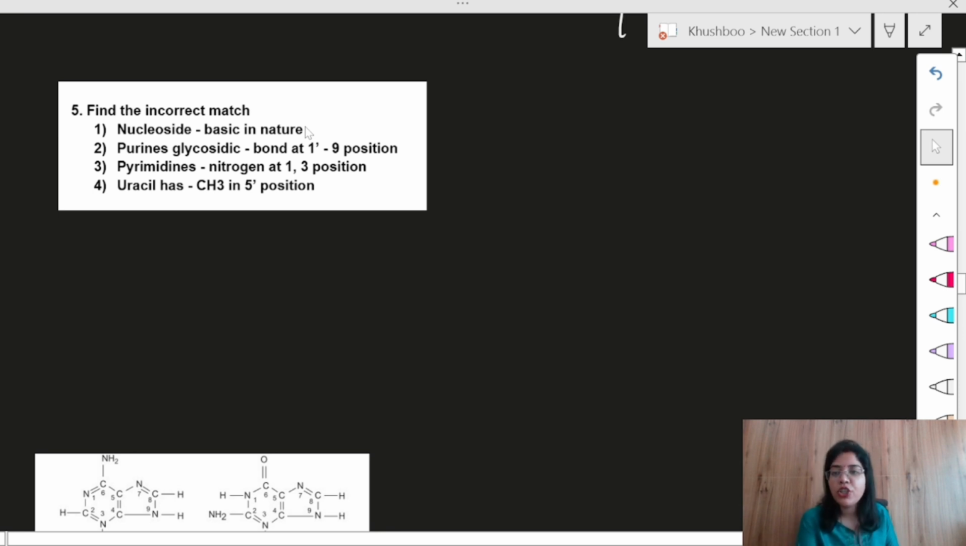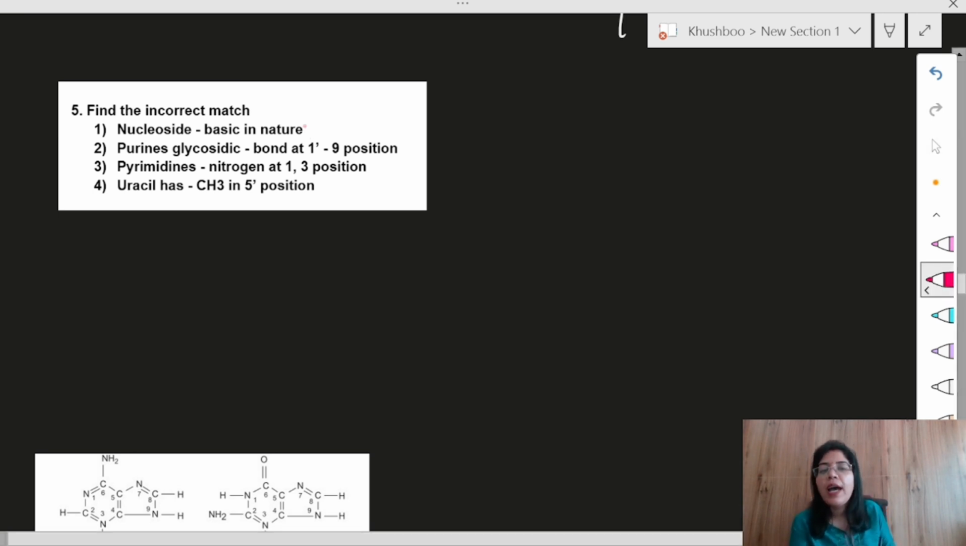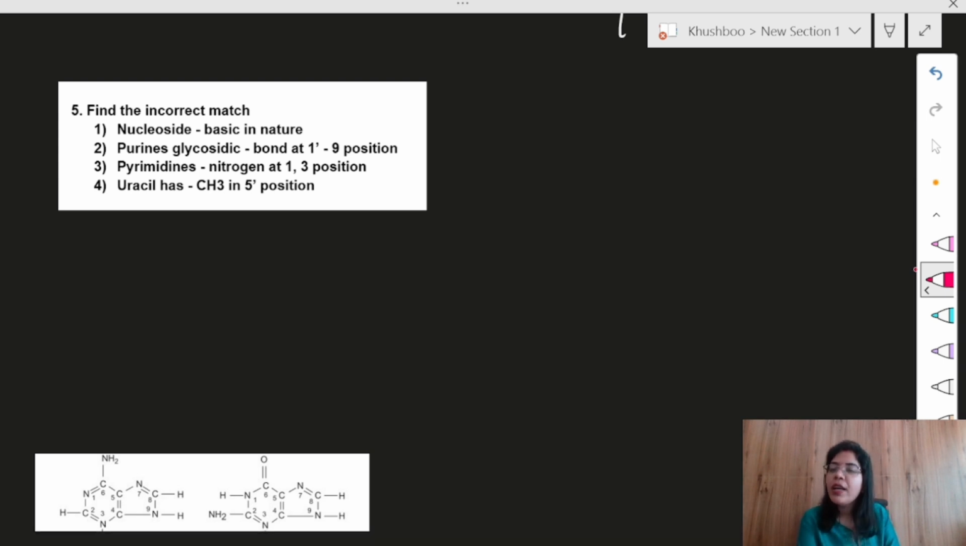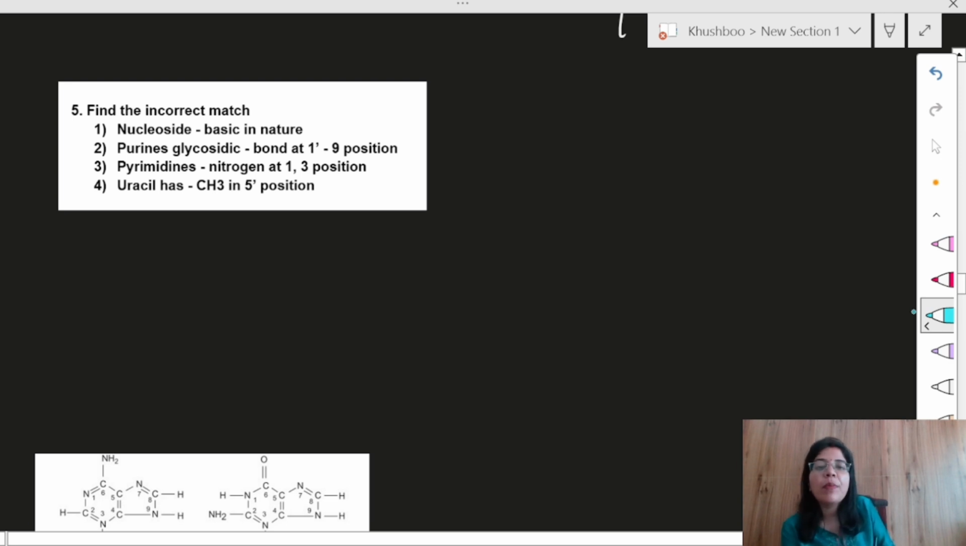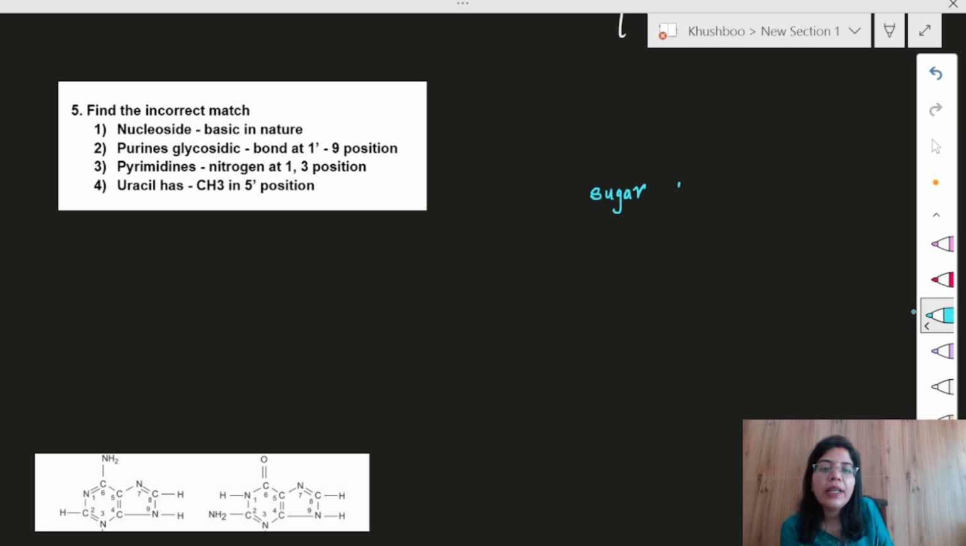Now, here in this, just see, they have given one question. Find the incorrect match. Okay, you have to find what is wrong here. And here some options you can see which are not provided in NCERT, right? So some outside questions can be there. Like here you can see that nucleoside is basic in nature. Is this correct? What is the meaning of nucleoside? First you tell me in the comments. Nucleoside means they are talking about a sugar plus base. Sugar plus base makes what? It makes nucleoside.